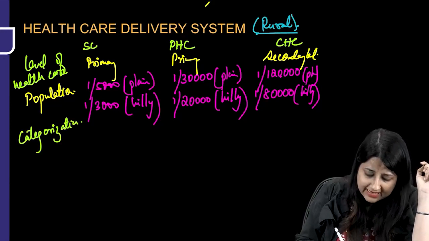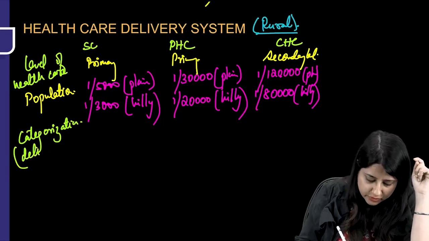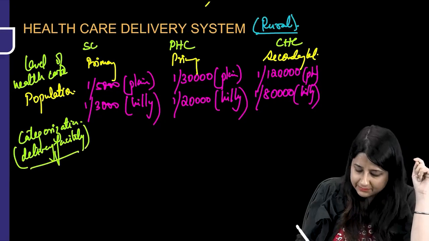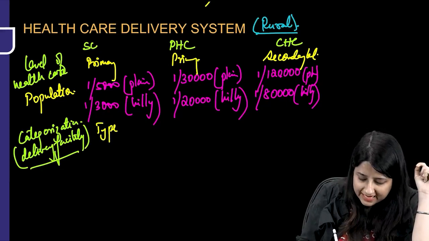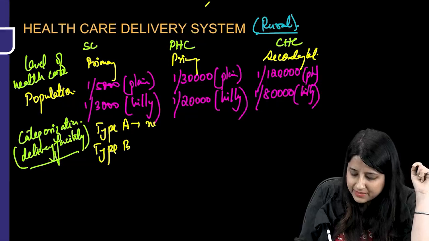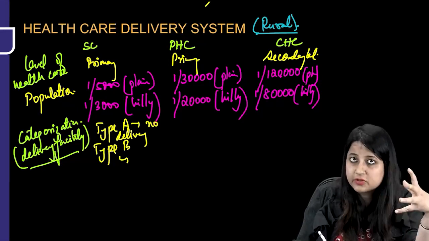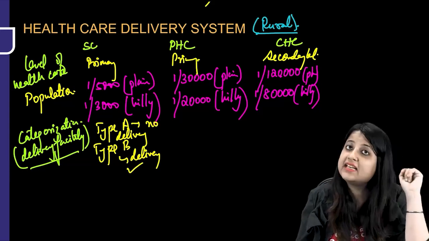Always remember, categorization is being done based on delivery option or delivery facility. Okay, so is a subcenter categorized further? Yes. Remember, there is a type A subcenter and a type B subcenter. Type A subcenter is where no delivery option is provided. In a type B subcenter, delivery is happening.